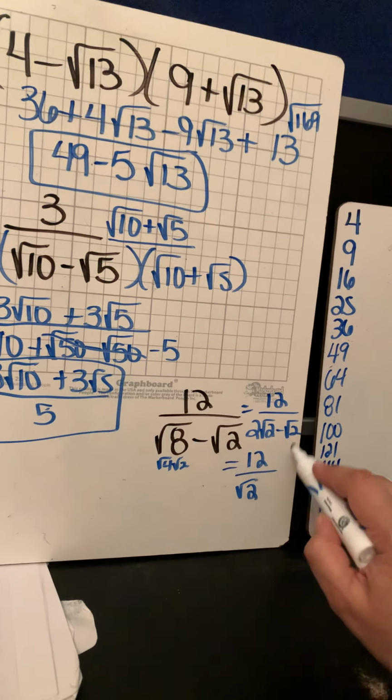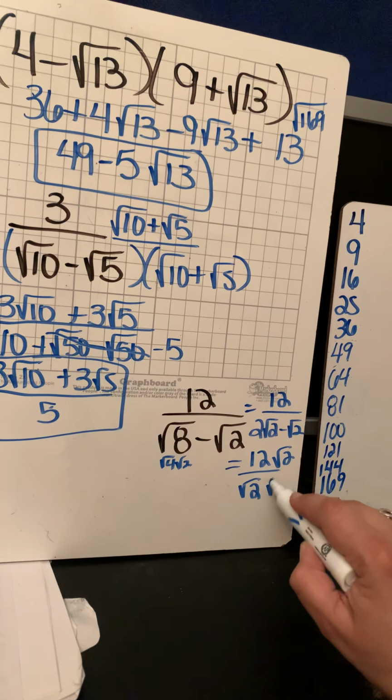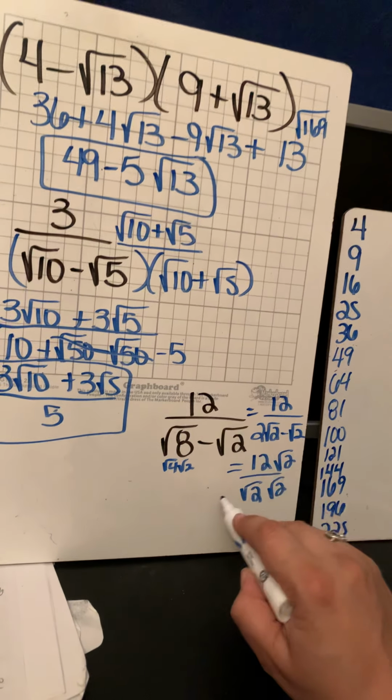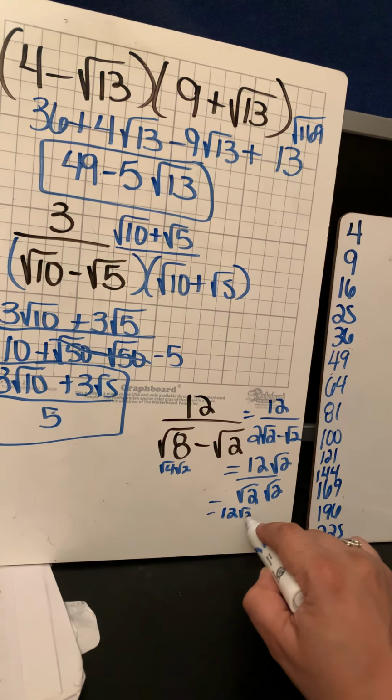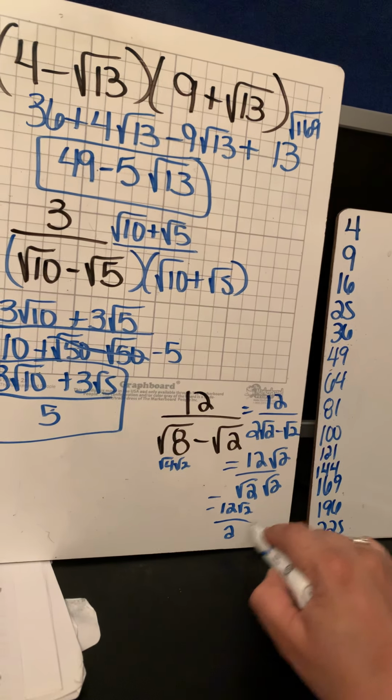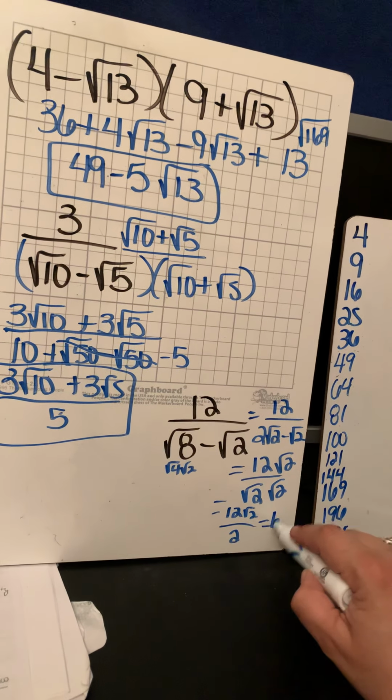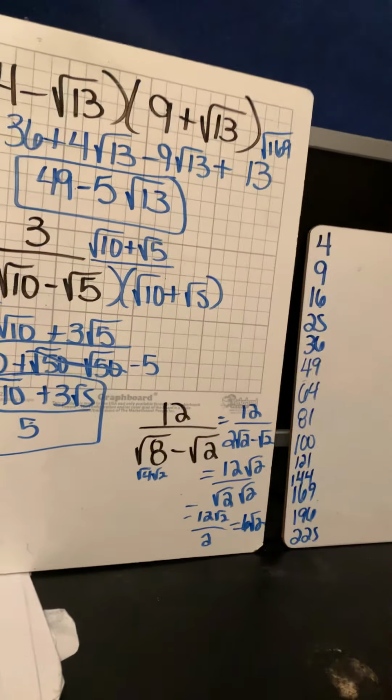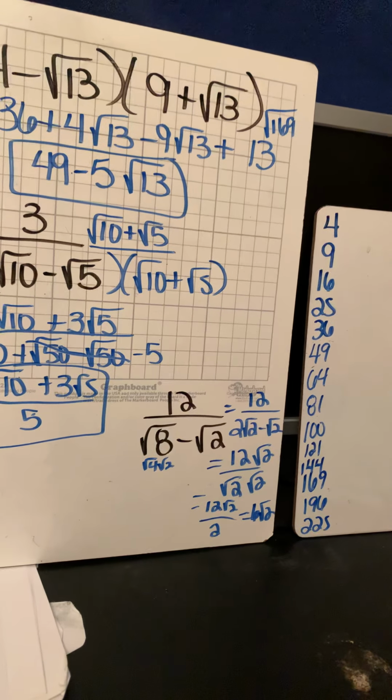Remember, we can't have a radical in the denominator. Multiply by root 2 over root 2. 12 times root 2 is 12 root 2. Again, I got two radicals the same, it's 2. 2 goes into 12 6 times. My answer for that one is 6 root 2.